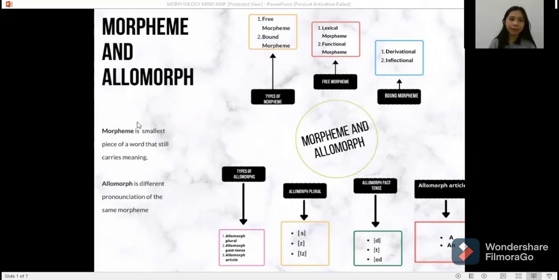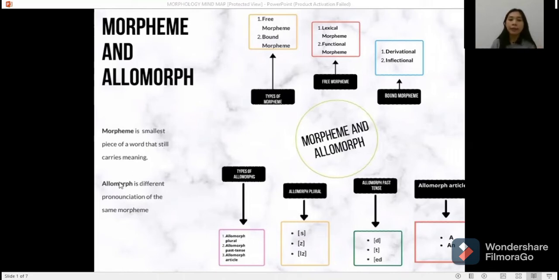What is morpheme? Morpheme is the smallest piece of a word that still carries meaning, such as boys. This word has two morphemes: boy as the base of the word, and -s as its plural.